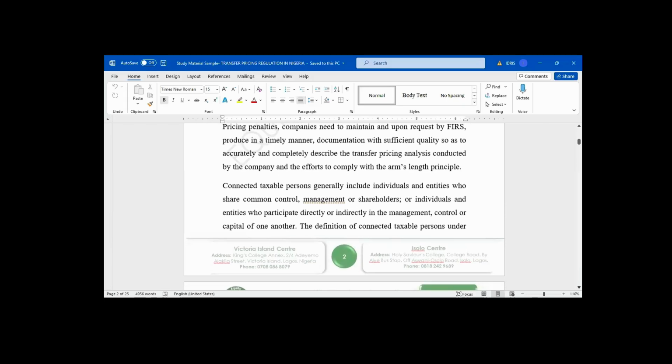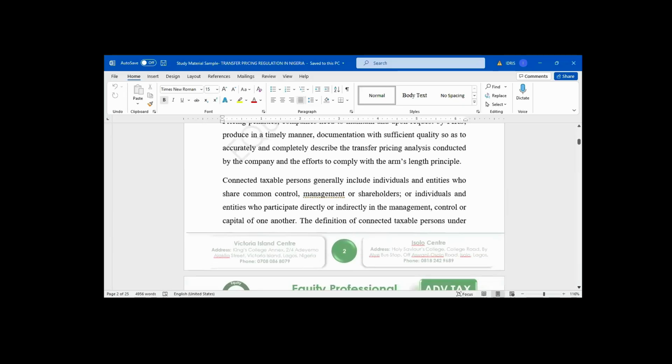So transfer pricing is mostly common when there is a connected taxable person. Connected taxable person means related party. When a subsidiary is connected to the parent, when a husband is connected to the wife, all these are connected taxable persons.